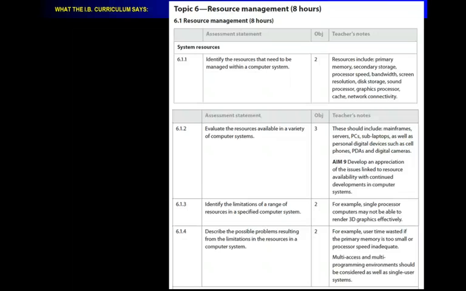Evaluate the resources. This could include mainframes, PCs, laptops, etc. Identify the limits of a computer system. For example, single processor may not be able to handle graphics better. Describe the possible problems from a system that is limited. For example, what if the primary memory is too small? What if the speed is too slow? So far, this is pretty simple, okay? I think from this point, looks good.